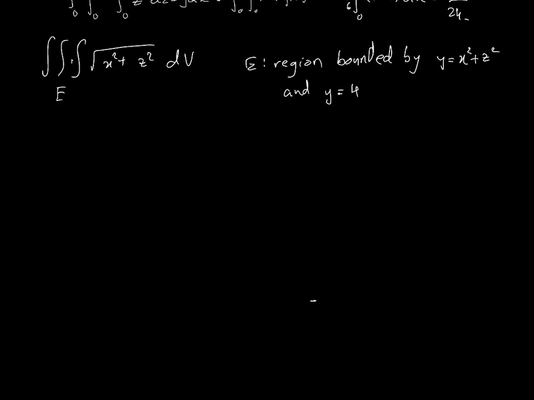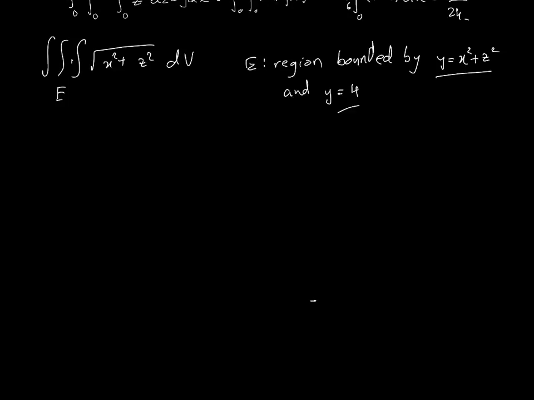So in this case, as you can see, what's going on is you have a paraboloid y equals x squared plus z squared, and y equals 4. Since the paraboloid starts at 0, 0, it's got a vertex, and it's along the y-axis. This means that your y range of values could be this.